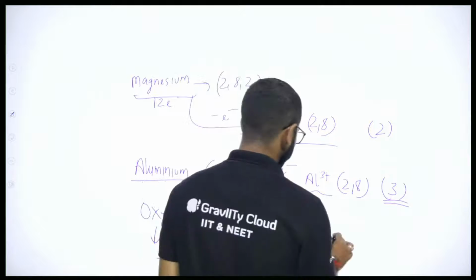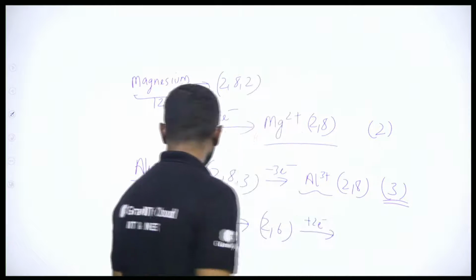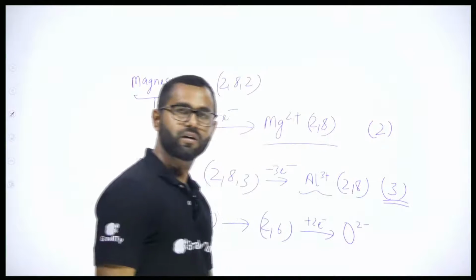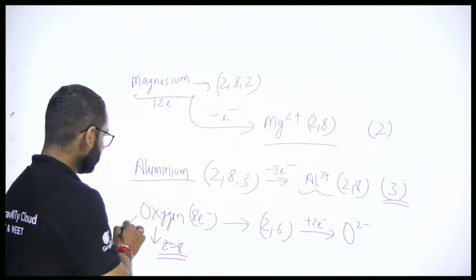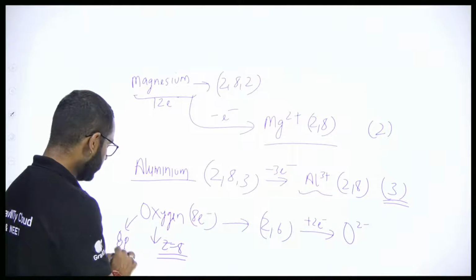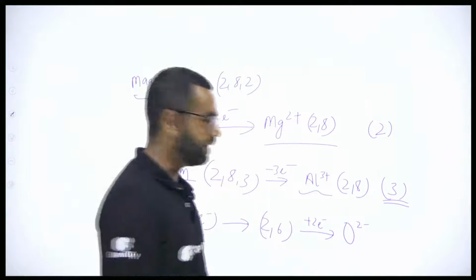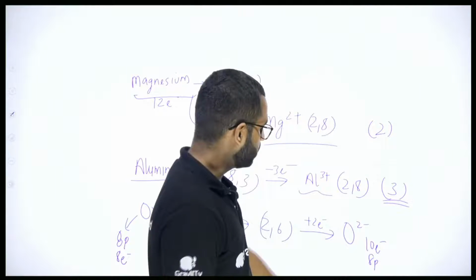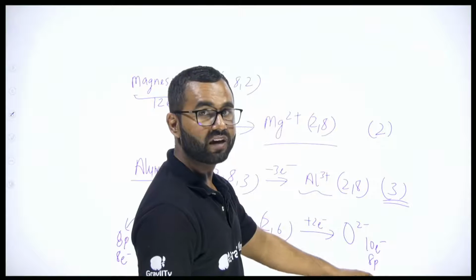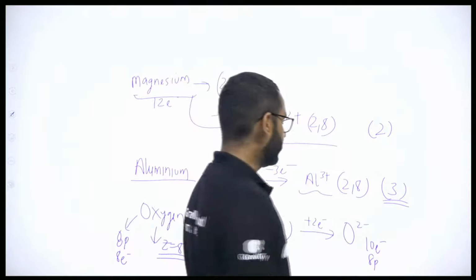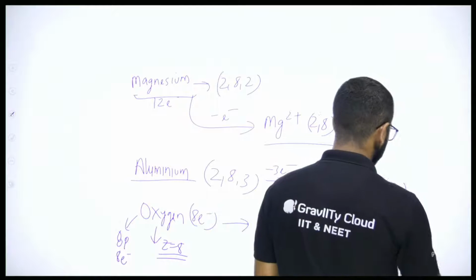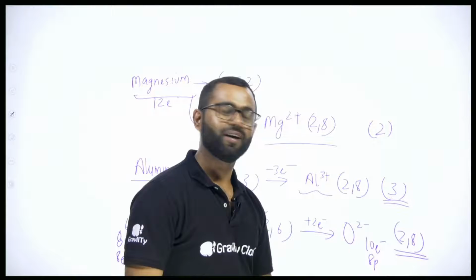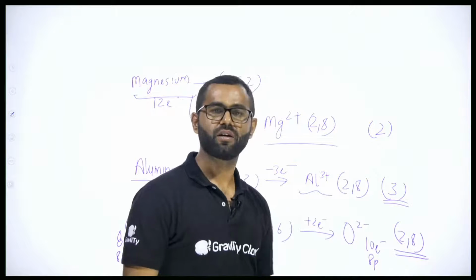So what will oxygen do? Oxygen atom plus 2 electrons will form O2-, right? Oxygen atom has 8 protons, 8 electrons. O2- has 10 electrons, 8 protons, right? So you see, 10 electrons, 8 protons, net charge of minus 2, and 10 electrons mean 2,8. So you see, the oxygen atom by gaining 2 electrons becomes like neon, right?